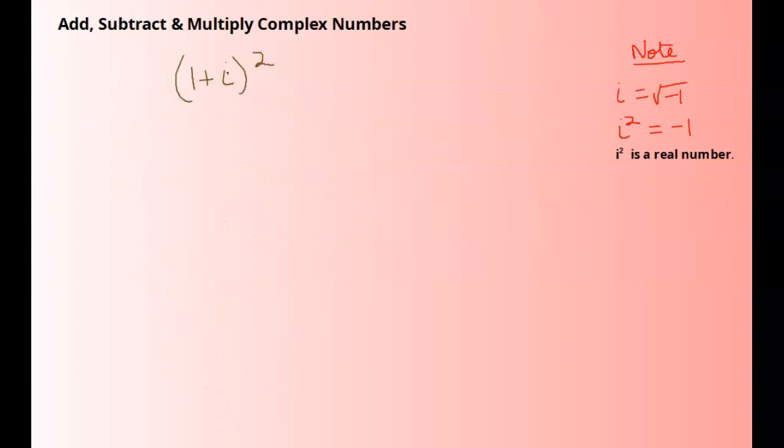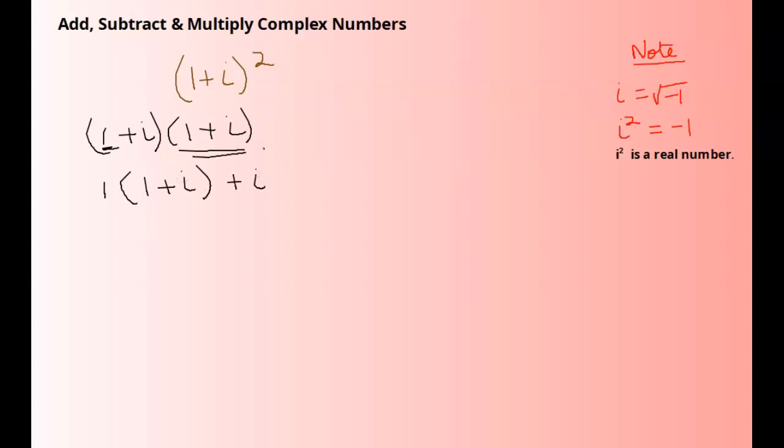So we have 1 plus i all squared. So we have to repeat it twice. So 1 plus i, and then 1 plus i. We set it as FOIL. Take the whole of this, and then plus i, also take the whole of that. Then 1 times 1 is 1. 1 times i gives us i. Then i times 1 gives us i. And then i times i gives us plus i squared.